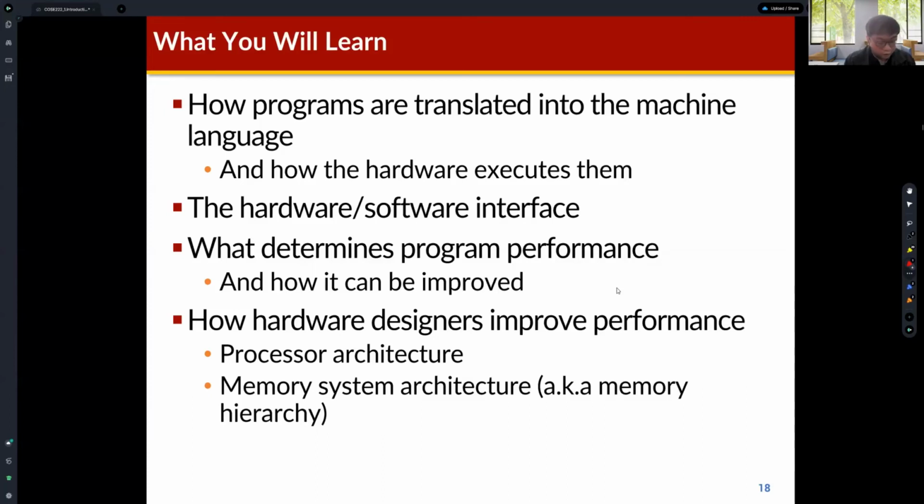Hi guys, I'm recording this video because we missed the class in observance of election day. So first I will briefly review what we learned in the previous class, and then I will cover what we will learn in today's class.